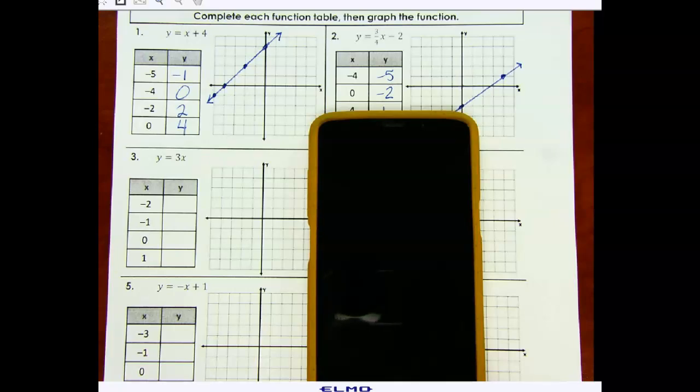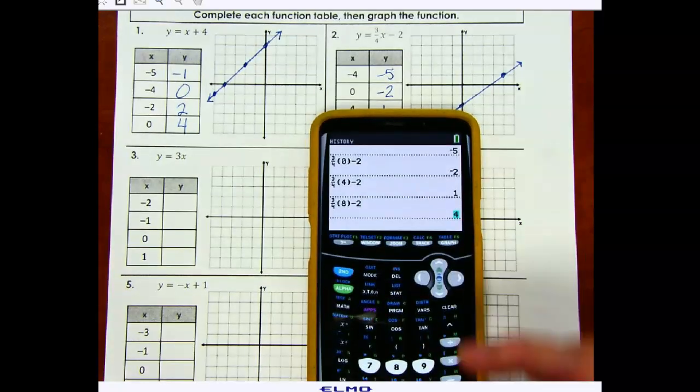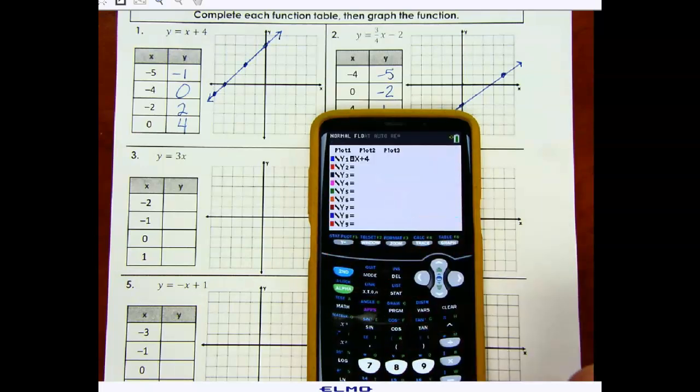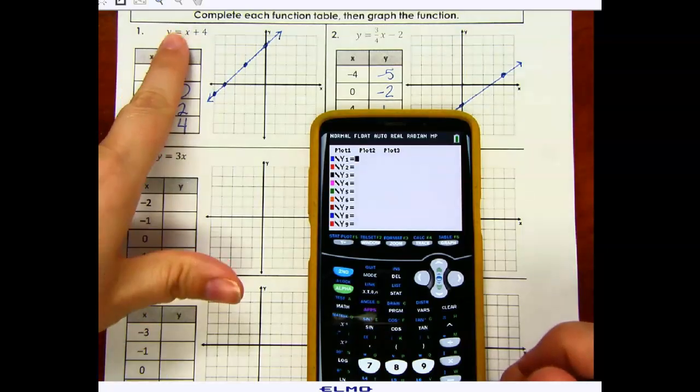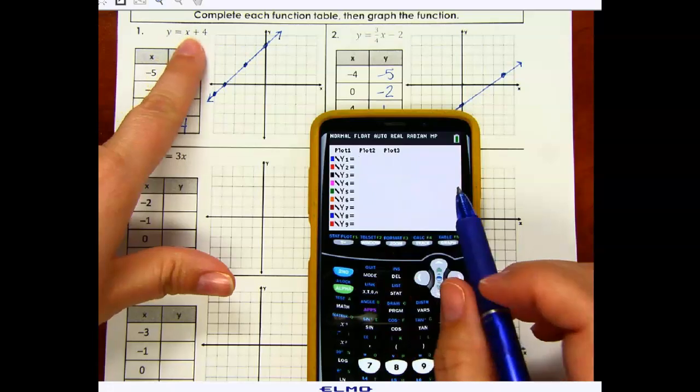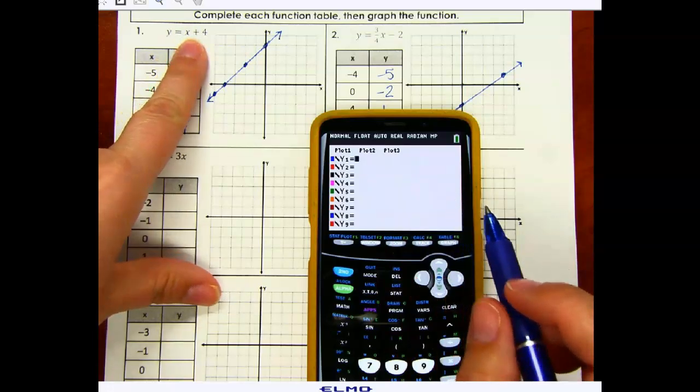make your life easier. So when you turn this on, you go to y equals, and I already have that typed in there, but I'm going to type it again. You can type in exactly what is after y equals. So y equals, you don't type that, it's already there, see, y equals. And then you just type what comes after that.